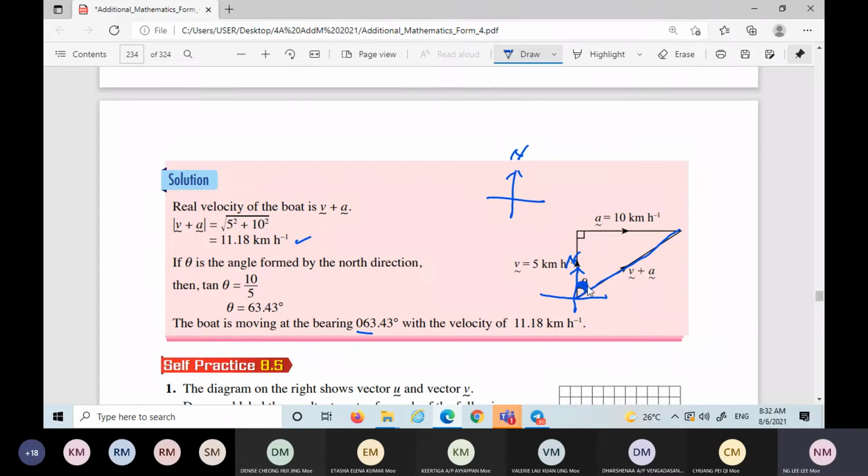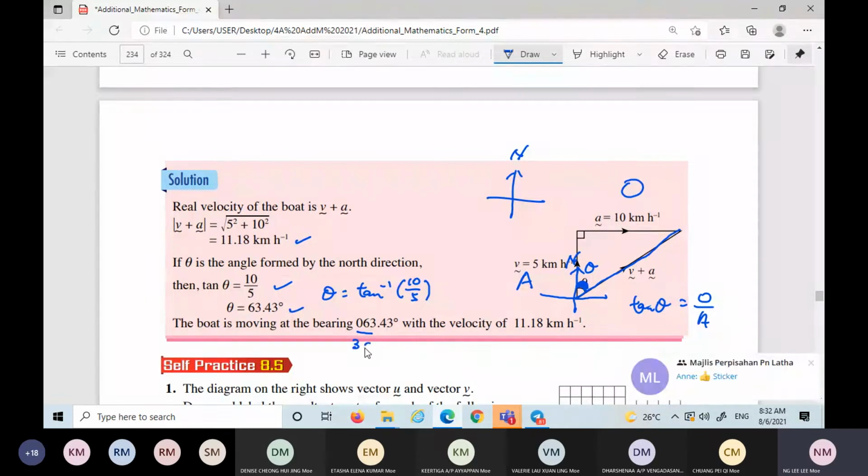Now how do we get this angle? This one will be the opposite and this one will be the adjacent, so you are using tangent, which is O over A. Therefore it's 10 over 5. This is how you get theta, the angle. You have to press the calculator: shift tangent, and then 10 over 5, or 2. Then you should get this.